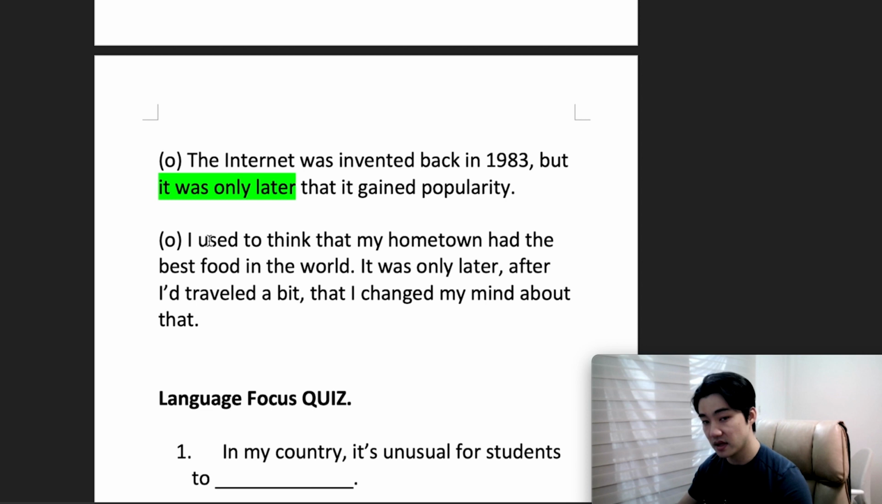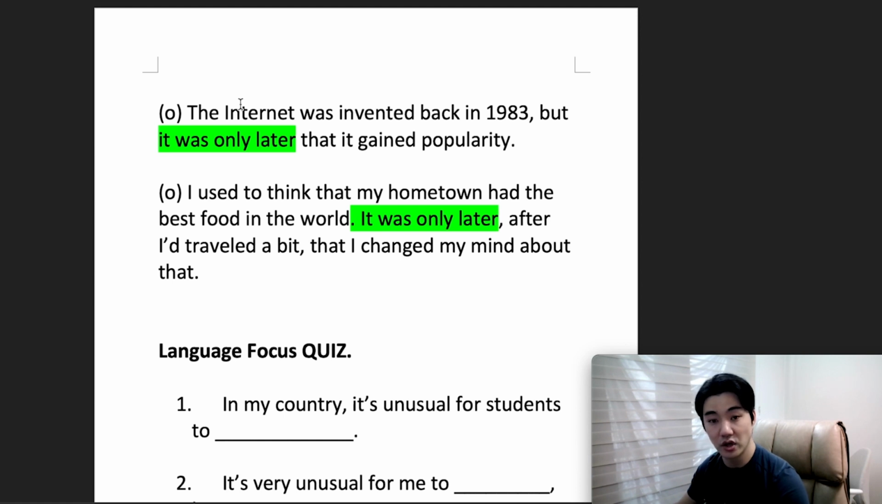Or the next one, I used to think that my hometown had the best food in the world. It was only later, after I traveled a bit, that I changed my mind about that. 나는 내 고향 세계 최고의 음식을 가지고 있다고 생각하곤 했다. I used to think that my hometown had the best food in the world. But it was only later, after I traveled, 제가 여행을 좀 한 후에 that I changed my mind about that. 그것에 대한 생각을 바꾼 것은 그 후였습니다. Before I traveled, 여행 좀 하기 전에 내 고향 세계 최고 음식을 가지고 있다고 생각했어요. 근데 여행한 후에 제 마음 바꿨어요. So it was only later, after the event.